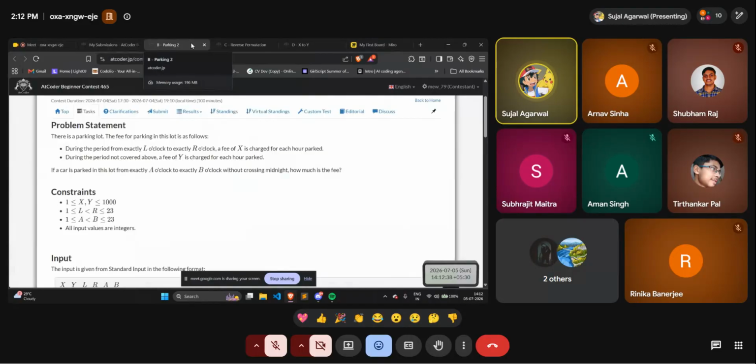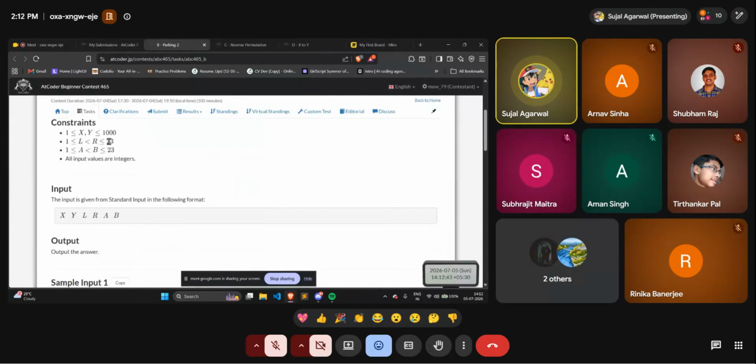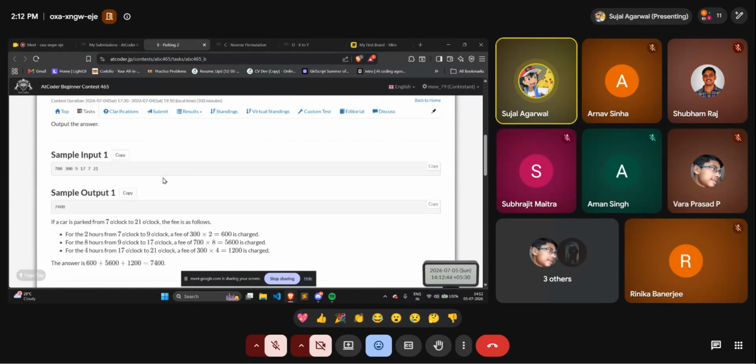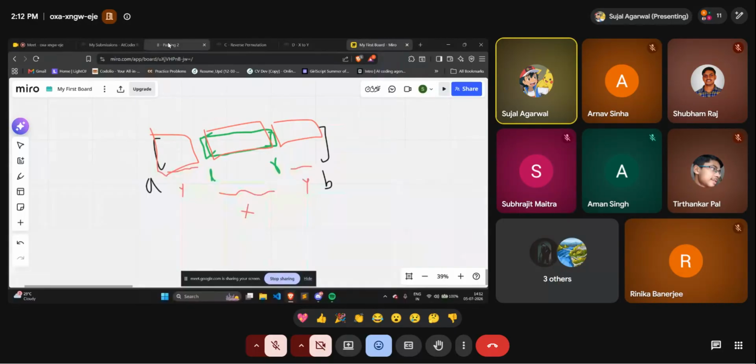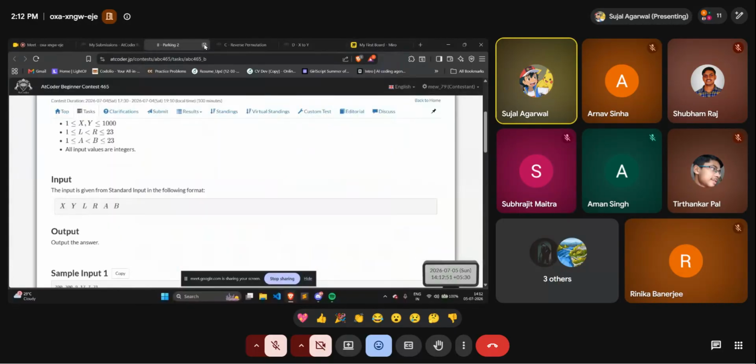I hope it is clear till now. The constraints are also quite small. You just need to check the ranges. So it would be a lot easier. Move on to the next problem.